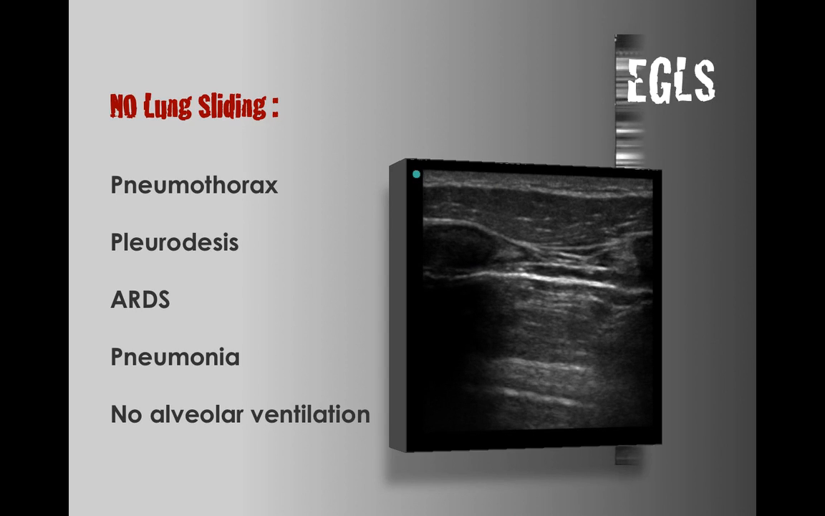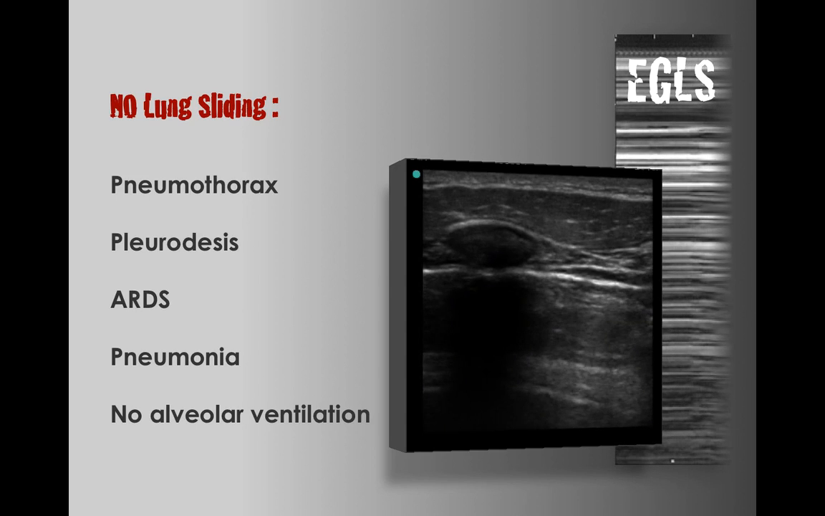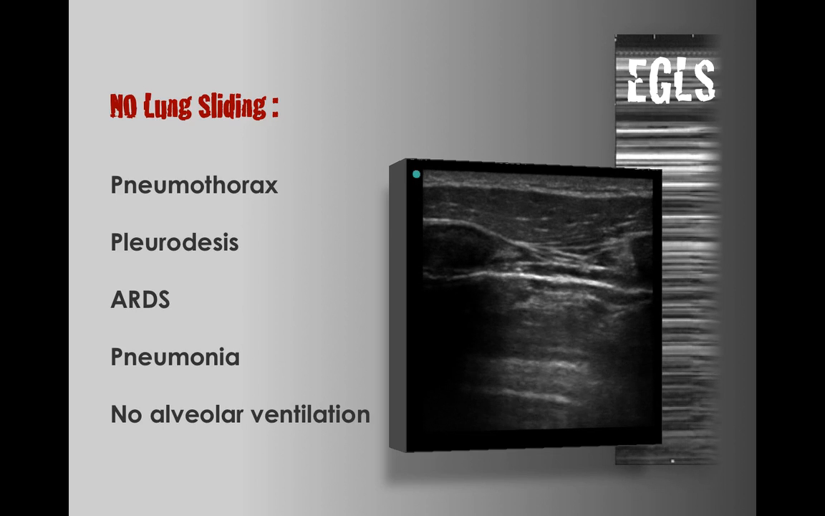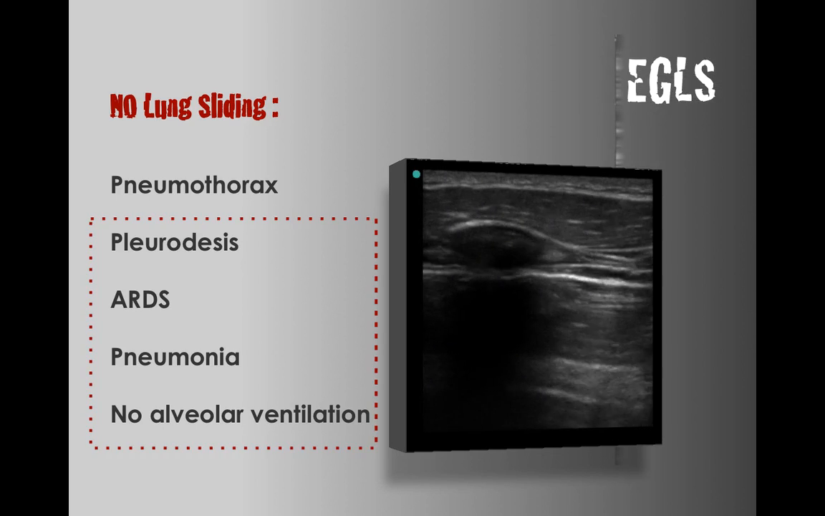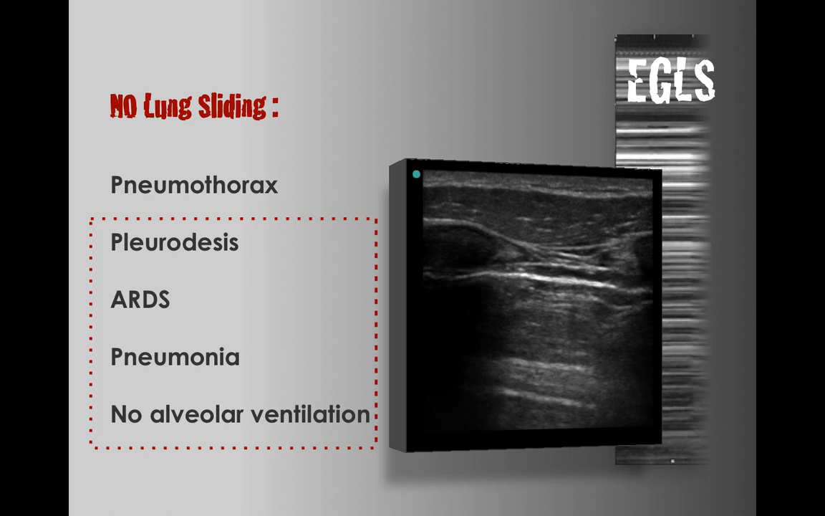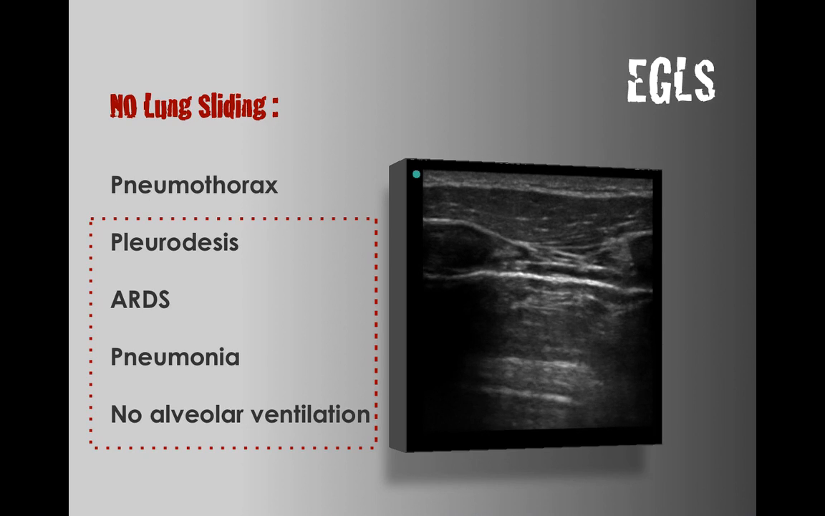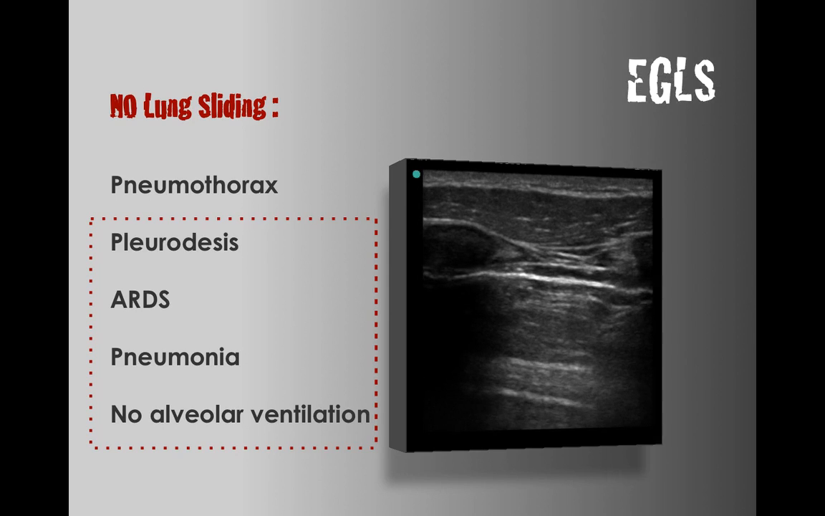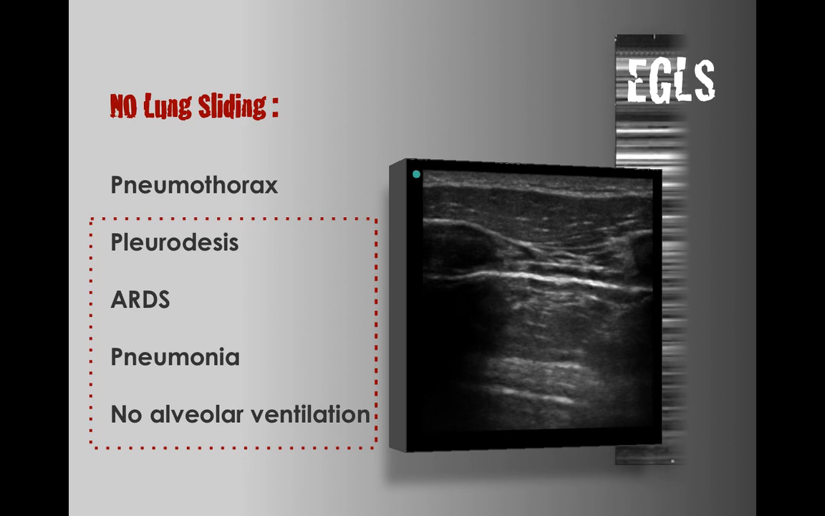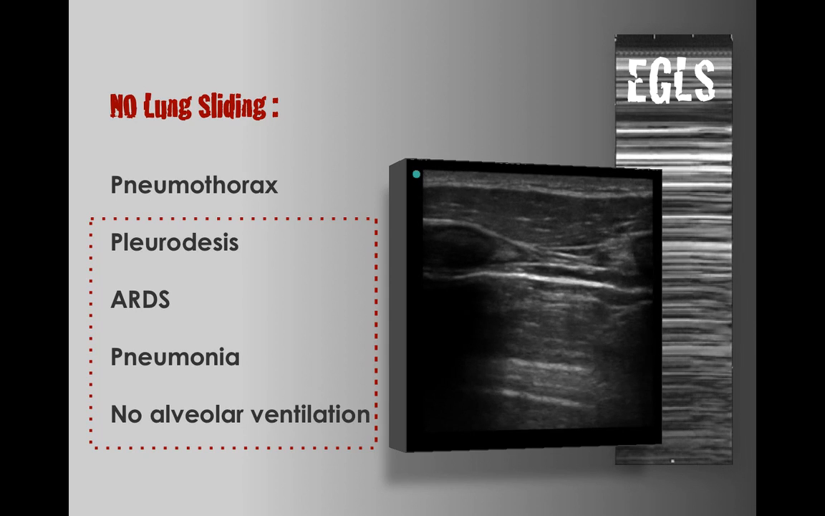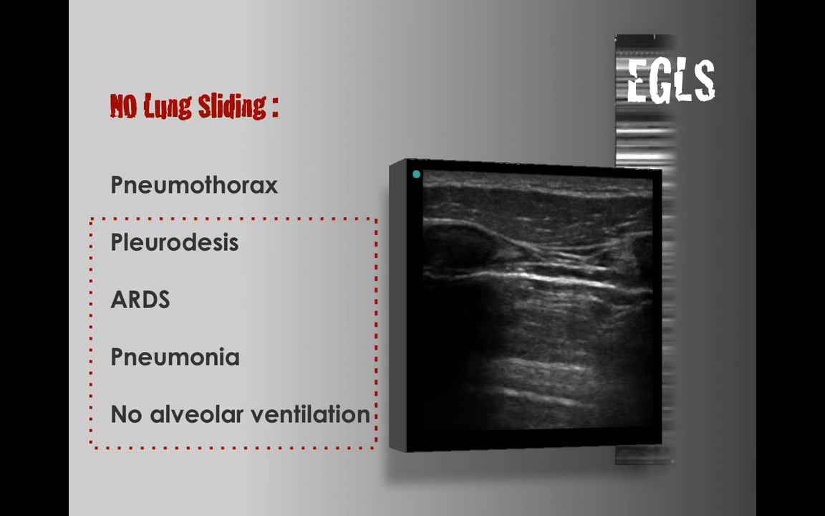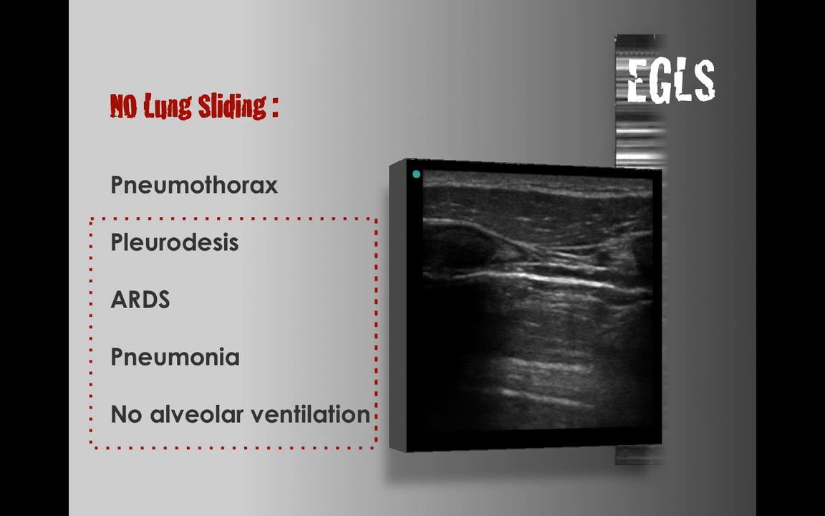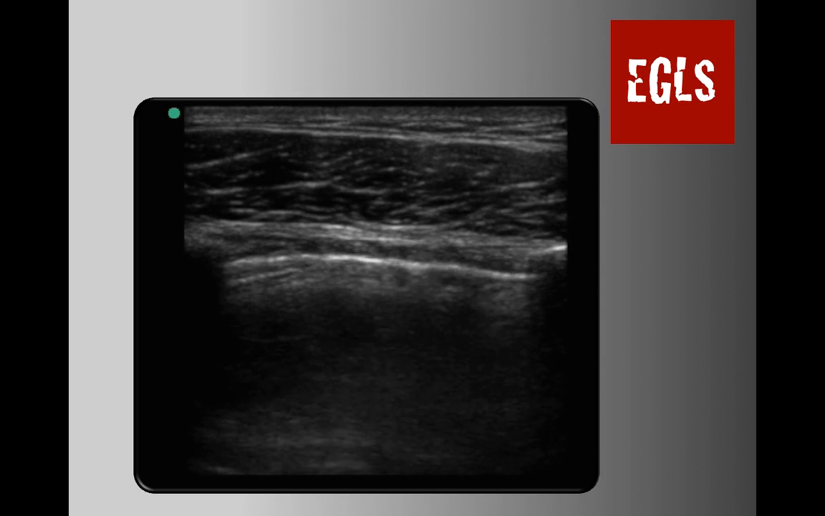But when lung sliding is abolished, there's a differential diagnosis we have to make. It can be a pneumothorax, but it could also be because the pleura are glued together, like in a pleurodesis, or when you have ARDS or a pneumonia that will generate an inflammatory reaction that will tend to bind the pleura together. Now, what if there's no alveolar ventilation? Like in a main stem intubation, for instance, or a severe bronchospasm, well, it might kind of be hard to see lung sliding. But in every instance, except the pneumothorax, we should see this other sign.